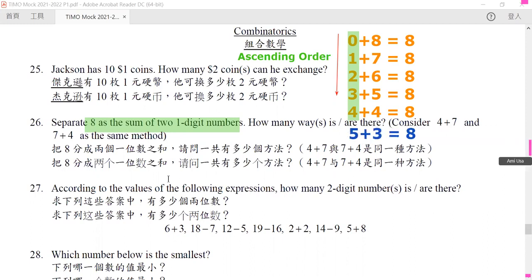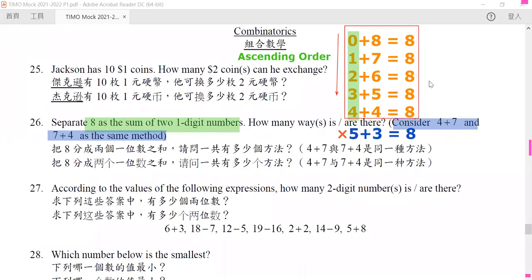Because we consider them both as the same method. In here, consider 4 plus 7 and 7 plus 4 as the same method. So we do not count this. We only count the different distributions on our top. So how many are there in here?